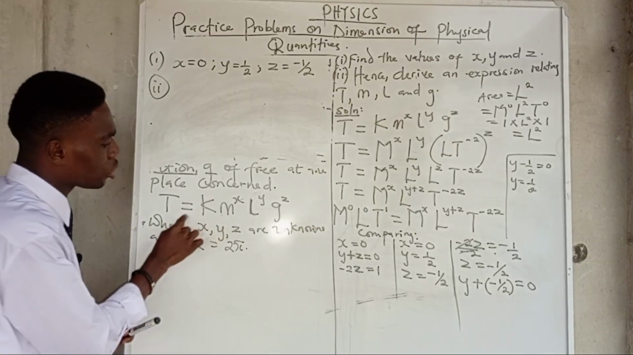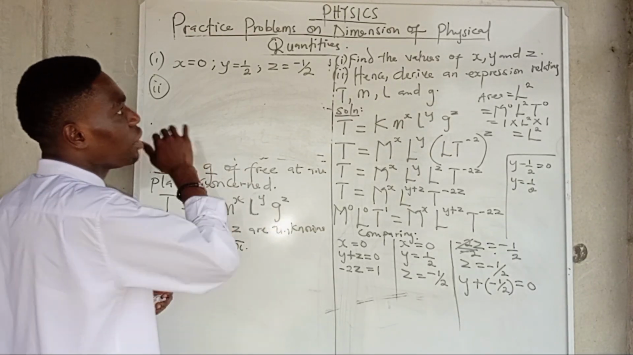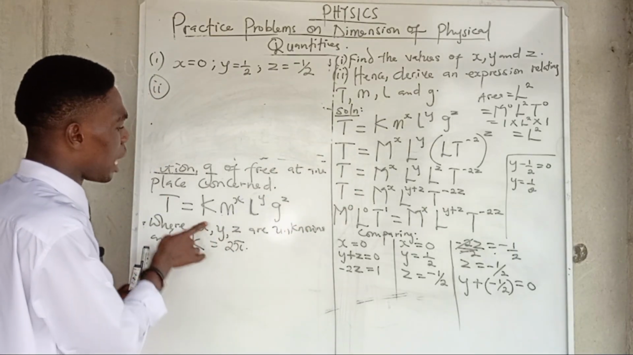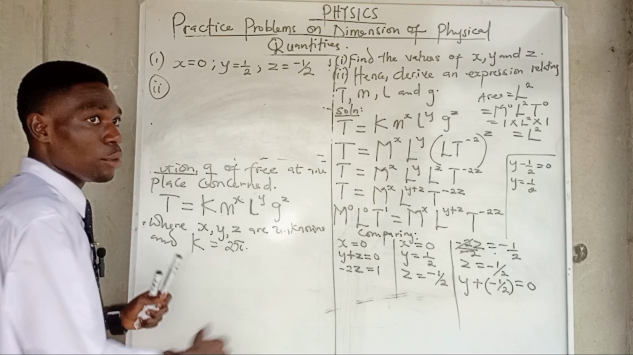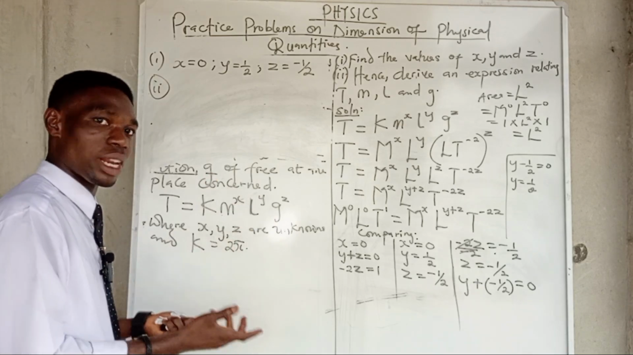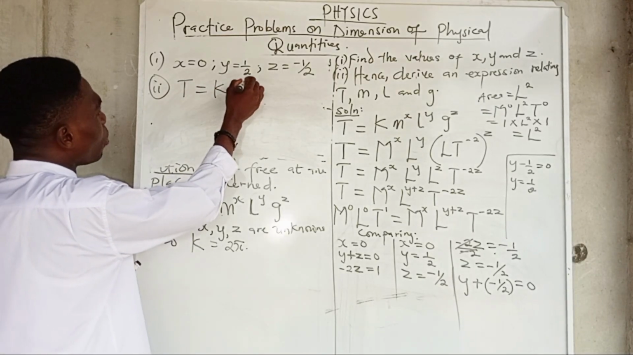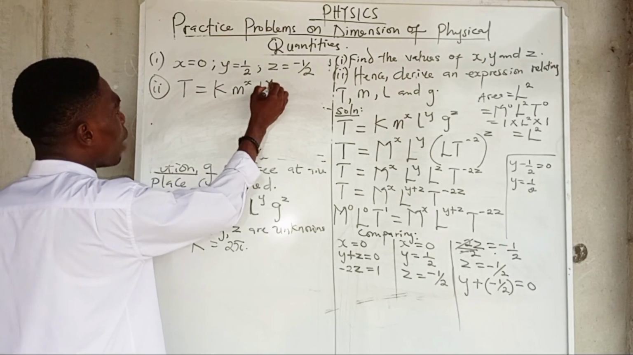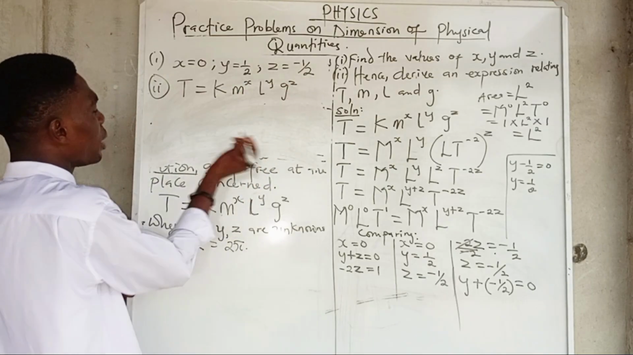So what we do, we go back to the equation given to us, because we have to include the constant here. In deriving the expression we don't need dimension, and since k is a constant, we're not going to throw it away. So I write T is equal to k m to the power of x, l to the power of y, and then g to the power of z. So substitute the value of each of these and we get the answer.